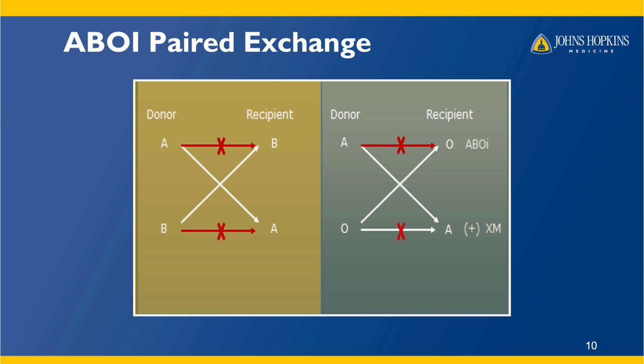Example 1 is an ABO incompatible pair. The donors who are not compatible with their recipient give to the recipient with the same blood type. Blood type A donor will donate to blood type A recipient. Example 2 is one ABO incompatible pair and one tissue incompatible pair. The two donors are swapped, so each recipient gets a compatible kidney.